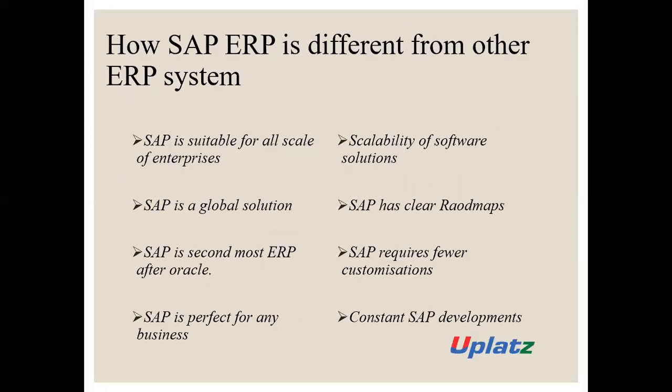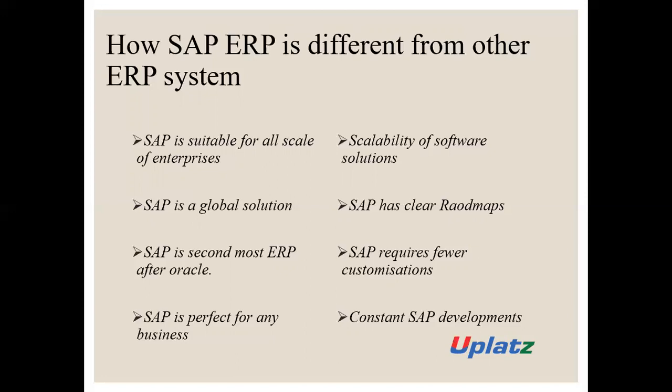Let's see how SAP ERP is different from other ERP systems. How SAP is different from Siebel, Oracle, BaaN, JD Edwards, PeopleSoft, etc. So SAP is suitable for all scales of enterprises. Yes, SAP is not limited to the MNCs, not limited to the large-scale companies. Even small-scale or mid-scale enterprises can implement SAP. It is a global solution provider.